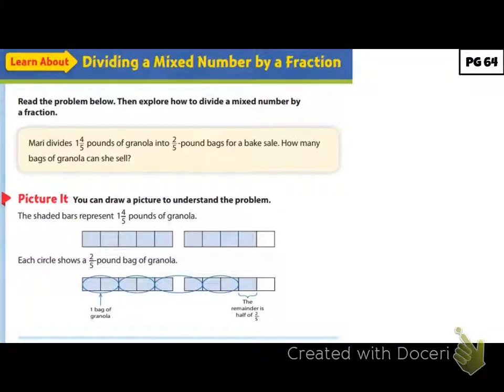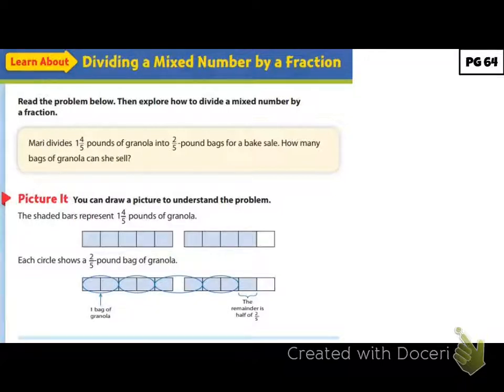I'm going to say that name is Mari, because Mario would be with an O. So Mari divides 1 4/5 pounds of granola into 2/5 pound bags for a bake sale. How many bags of granola can she sell?